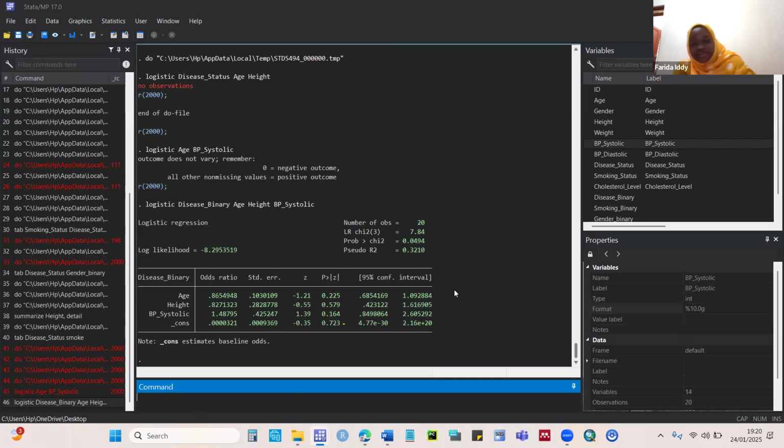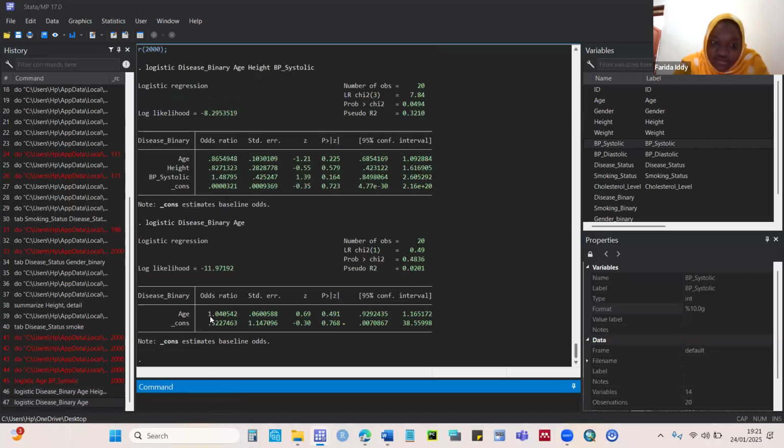So if you run your multivariate, you obtain your results and it just says an increase, now it decreases. So when we run logistic with age, the disease binary, with age, we get 1.0. But now after adjusting for height, blood pressure, it becomes less, which means it is decreasing.